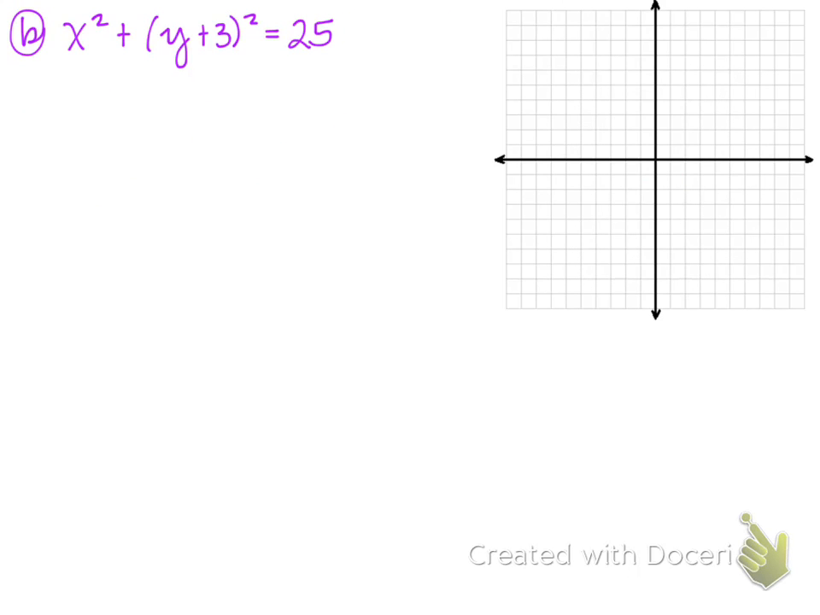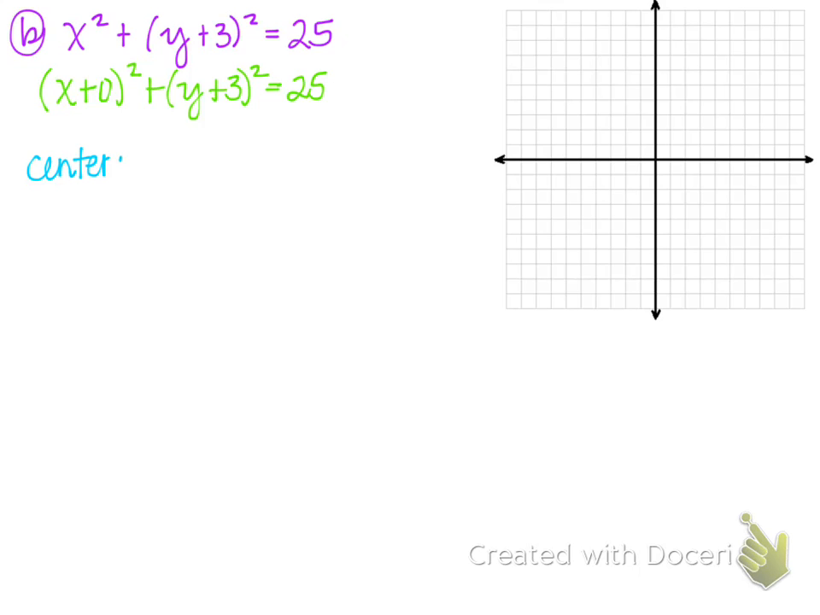Okay, let's look at B. Actually, this is already in standard form. The only thing that's really different is we don't have x plus or minus something in parentheses. Now, if you see this, this is the same thing as saying (x plus 0) squared plus (y plus 3) squared is equal to 25. Now, we don't write that because we don't normally write plus 0 or minus 0 on anything. But this is going to help you see what your center is.